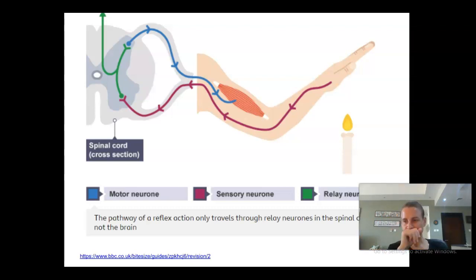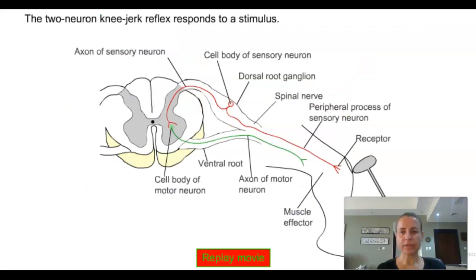Okay, so quite often if you burn yourself, if you hurt yourself, you might find that you've moved your hand away before you've had the sensation that it hurts. Okay, and that's just to do with this nerve impulse coming down here to your muscle before it's got up to your brain. Okay, here's another example of a reflex arc.